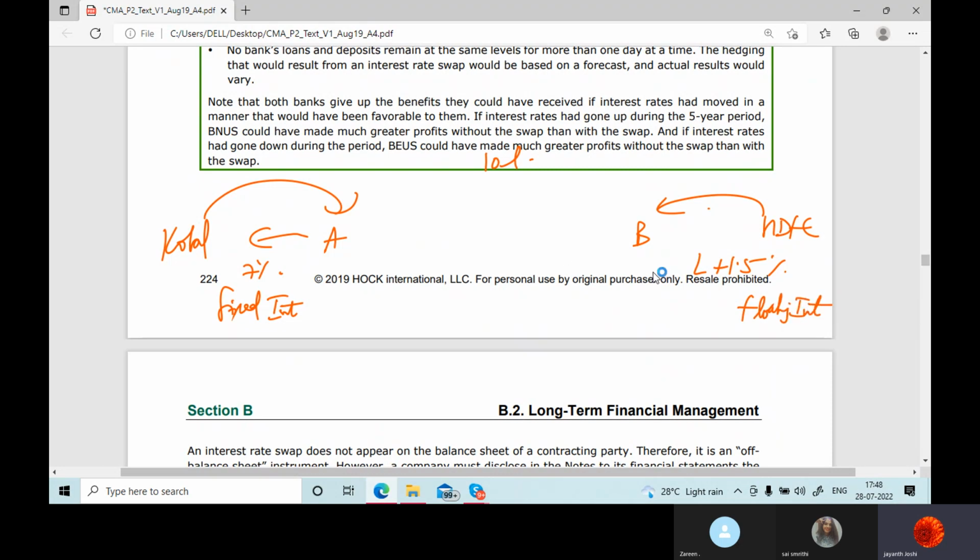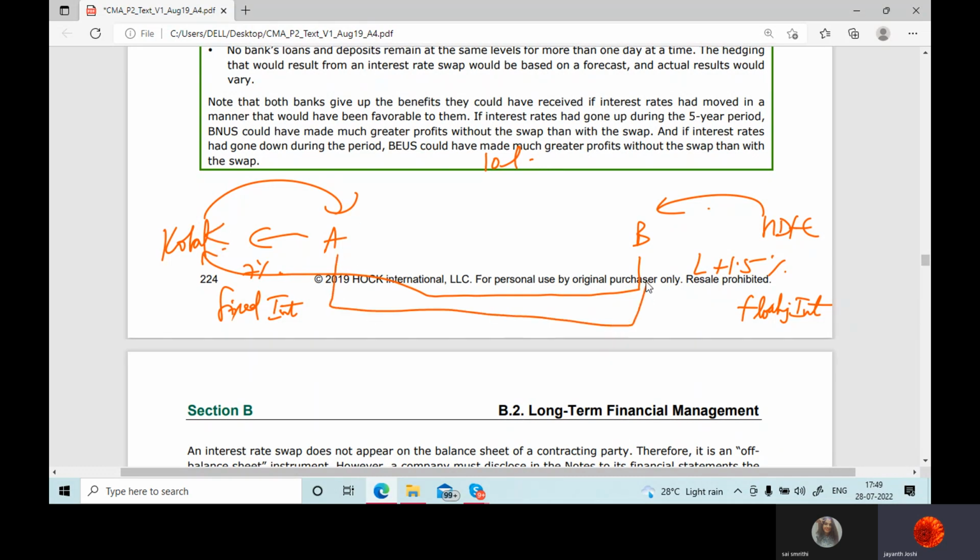Now B will be making A's payments. So B will make A's payments. That means the payment from B will go to Kotak, and A is going to make B's payments. That means A is going to make the payment to HDFC. So HDFC is going to accept this at floating only, and Kotak is going to accept this at fixed only. But what has happened here is, instead of A, the payment is made by B to Kotak, and instead of B, the payments are made by A to HDFC.